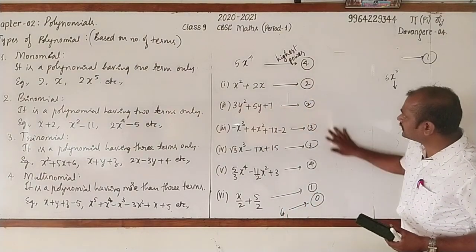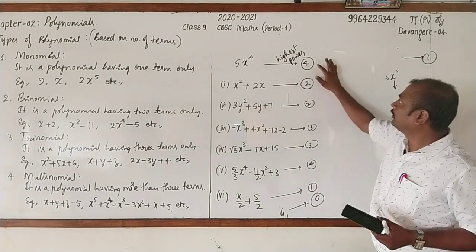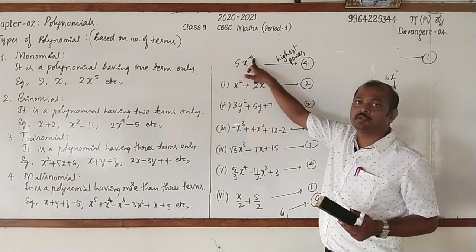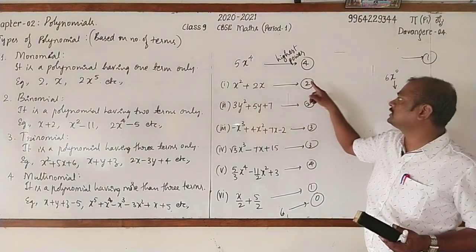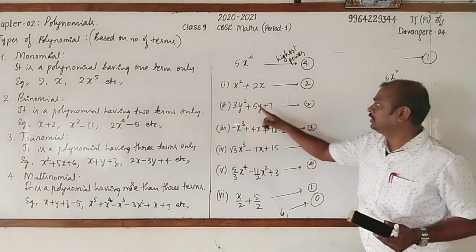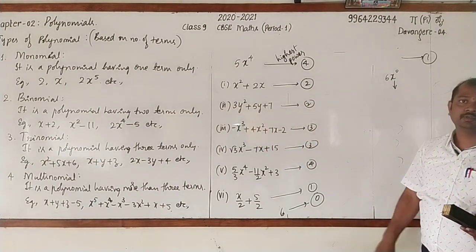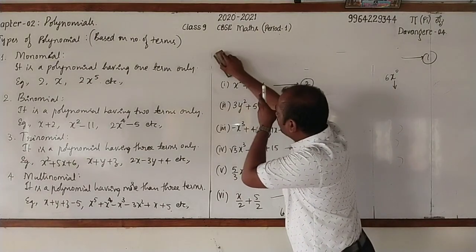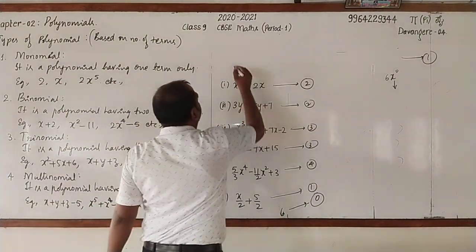Then what do you call these numbers? They are all degrees of these polynomials. 4 is the degree of 5x raised to the power 4. Next, second one. The degree of x square plus 2x is 2. The degree of 3y square plus 5y plus 7 is again 2. Clear? So now let me go for writing the definition of degree of a polynomial.